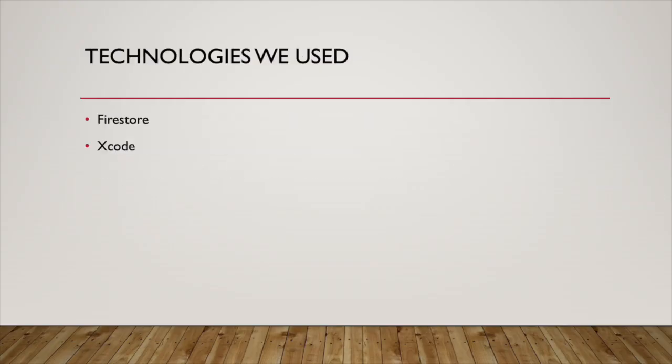The technologies we used to build Pocket Planner: we used Xcode for app development, designing the front-end user experience using Swift and SwiftUI. For our back-end, we used Firestore, a NoSQL cloud database to store user data, events, budgets, and groups in real time. Firestore allowed us to easily sync information across different devices without building a custom server.